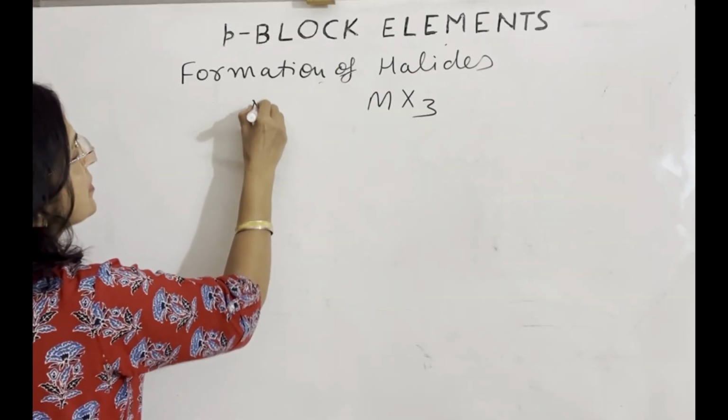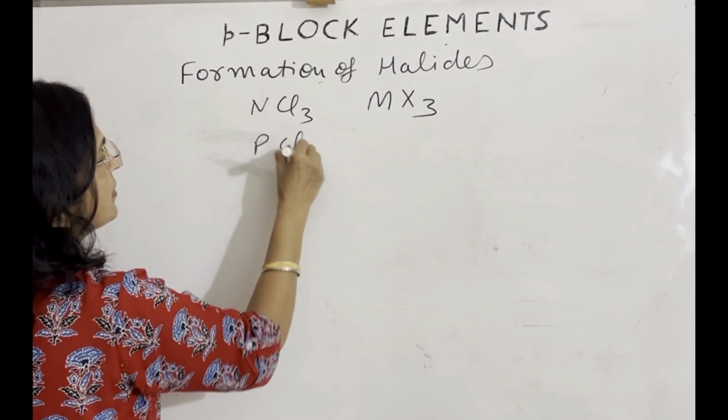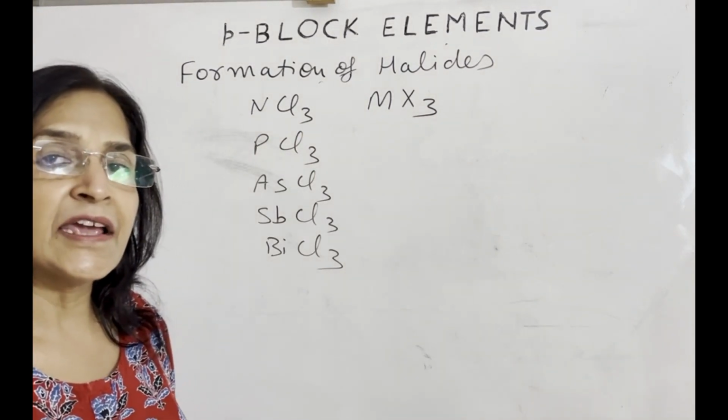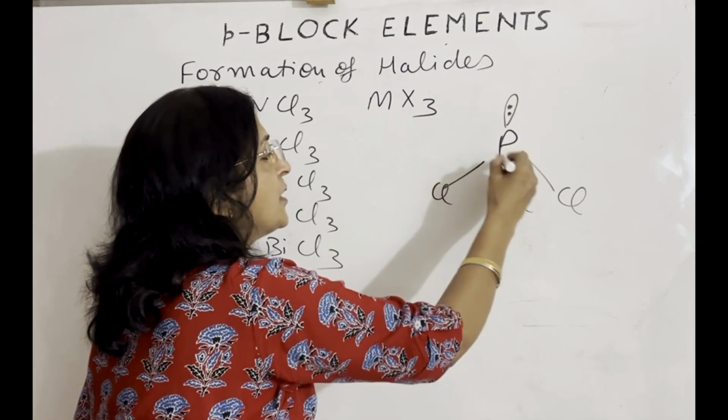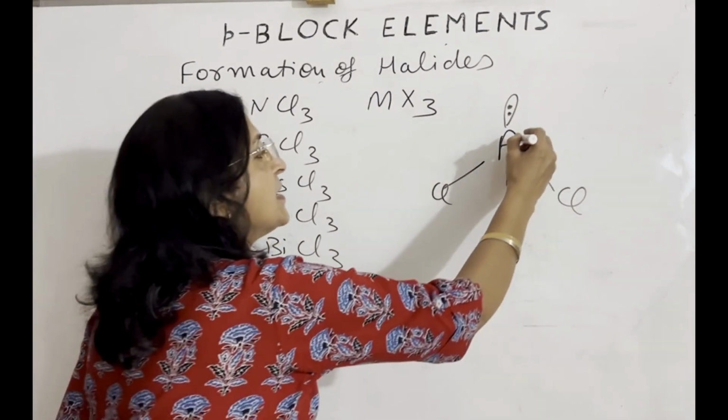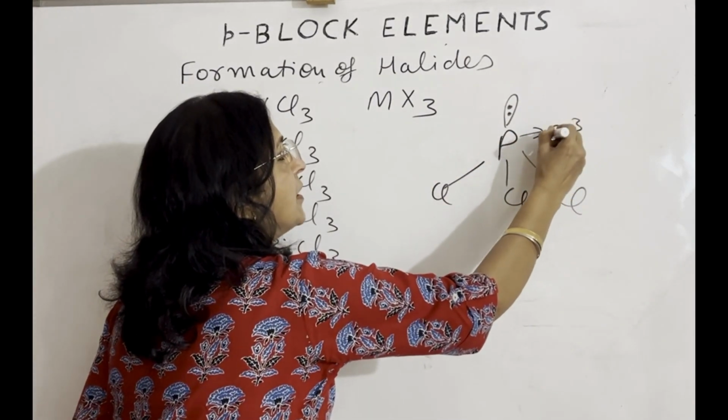For example, NCl3, central atom is sp3 hybridized. Like hydrides, they are pyramidal in shape. This is lone pair of electrons and these three are covalent bonds. And central atom is sp3 hybridized.